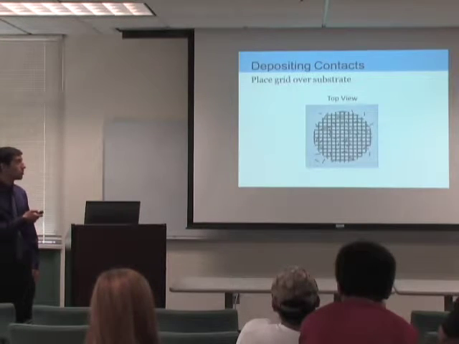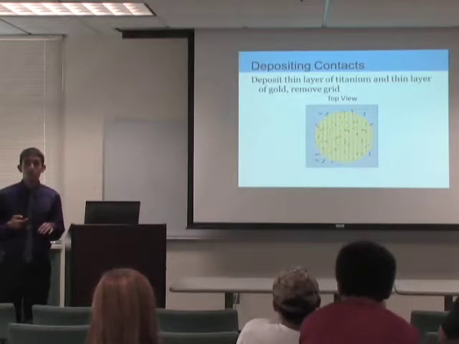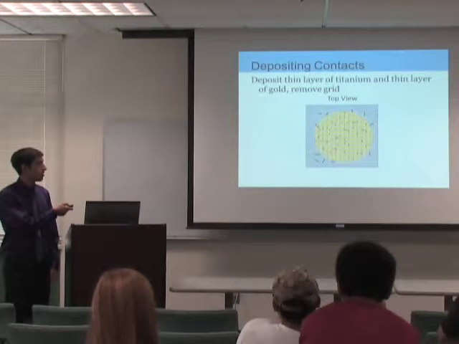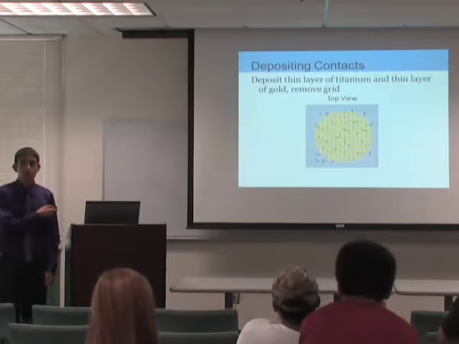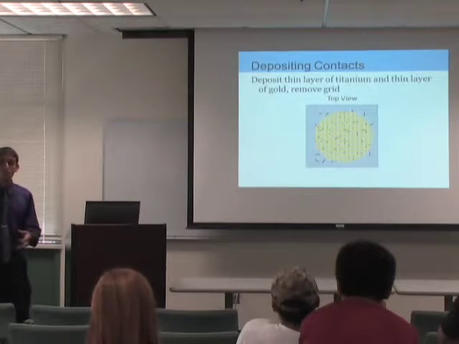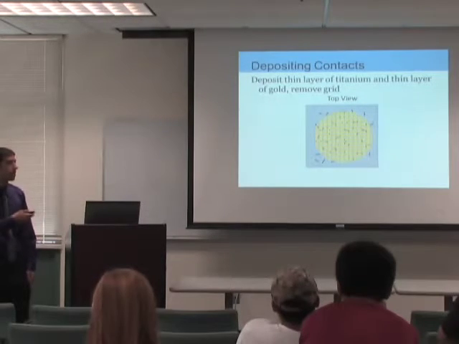We can then place a grid over that substrate and deposit a thin layer of titanium, followed by a thin layer of gold, and then remove that grid to obtain a wide array of contacts. The idea behind this is that because we have so many nanowires to work with, which is why it's important that they're easily reproduced, and we have so many contacts to work with, there's a high probability that any two of these contacts will overlap at least one nanowire, which is what we need to have for a device.